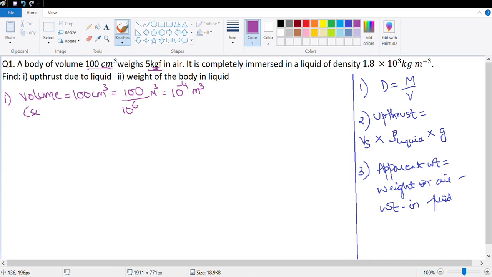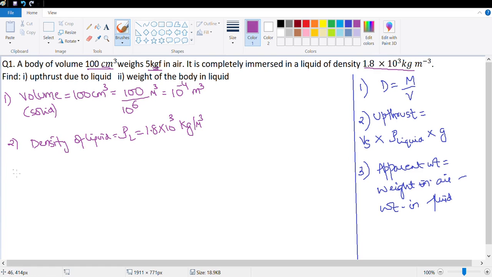Next, completely immersed in a liquid of density 1.8 into 10 to the power 3. So density of liquid, rho liquid, is 1.8 into 10 to the power 3 kg per meter cubed. Next, find upthrust due to the liquid.